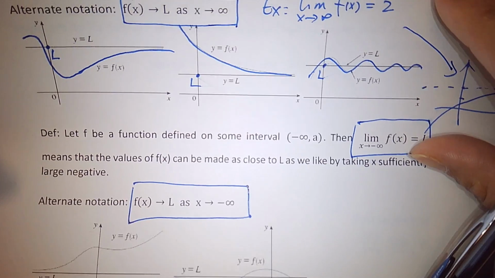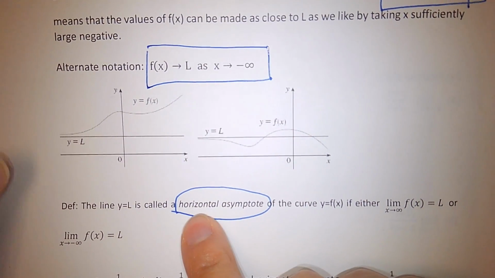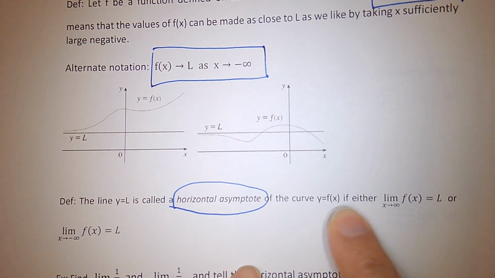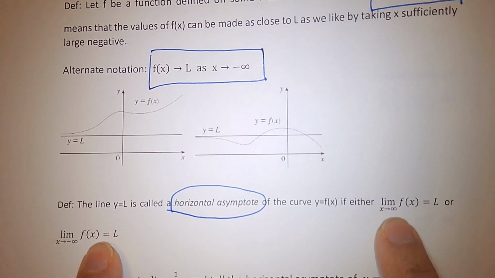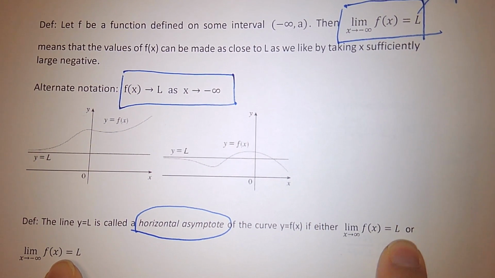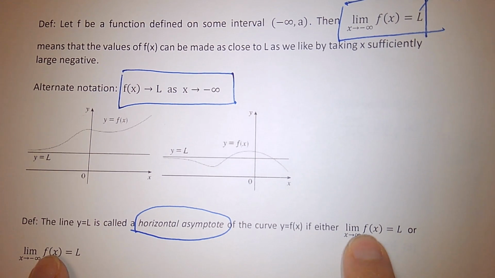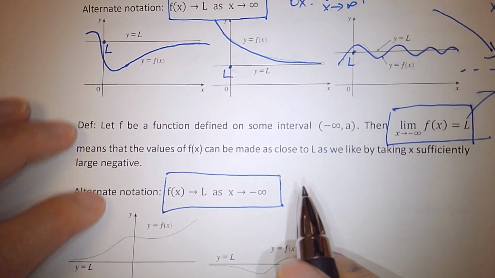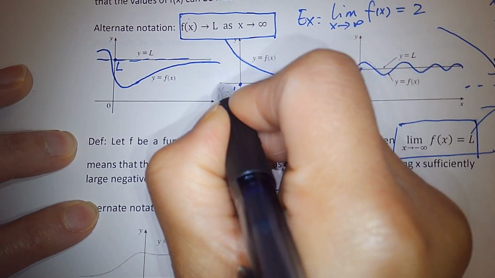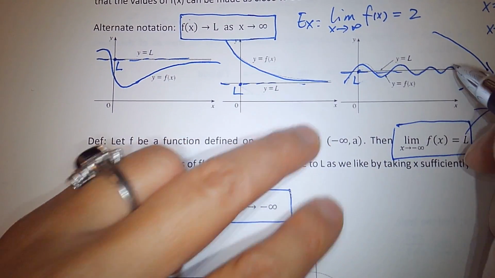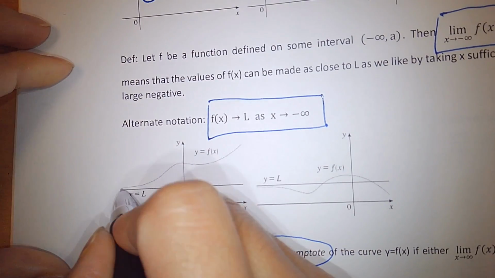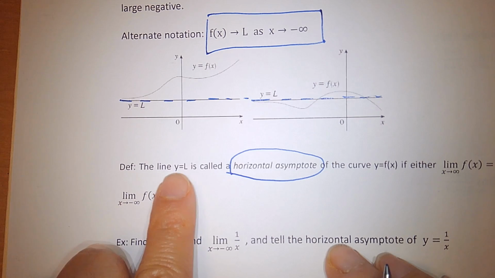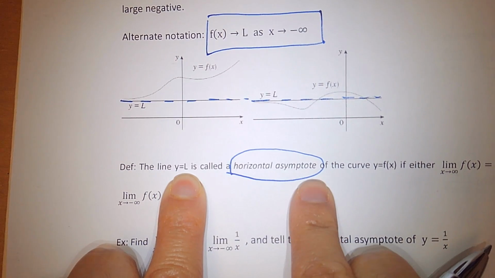So very naturally, horizontal asymptotes. If a curve y equals f of x satisfies either one of these two conditions, that is, as x approaches negative infinity or infinity the y value approaches L, then we'll have a horizontal line. Have you noticed this horizontal line, y equals L? Similarly, in these cases, we have these horizontal lines, y equals L. And this horizontal line, y equals L, is called a horizontal asymptote.